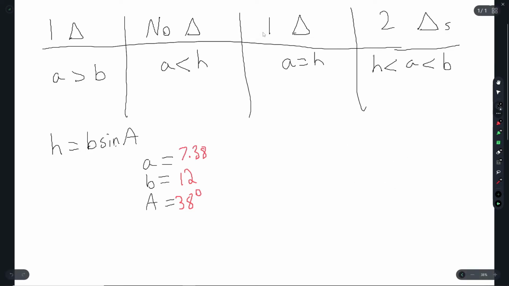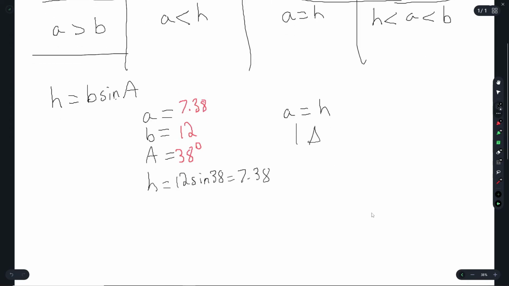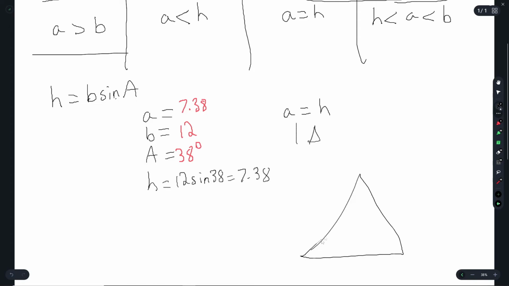Okay, last example relating to the ambiguous case. So again, condition 1 doesn't match, so we have to find h. H is 12 sine 38, which is 7.38. So here a is equal to h, so we have one triangle. And again, you'll just solve the triangle like we did in the previous examples.